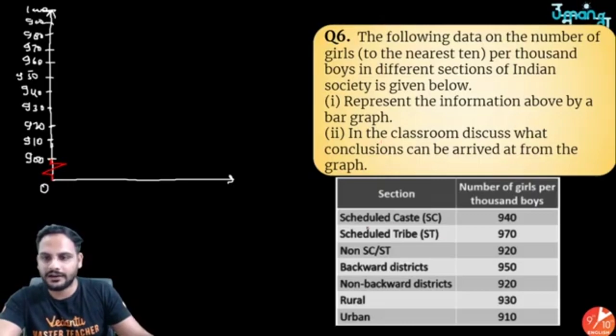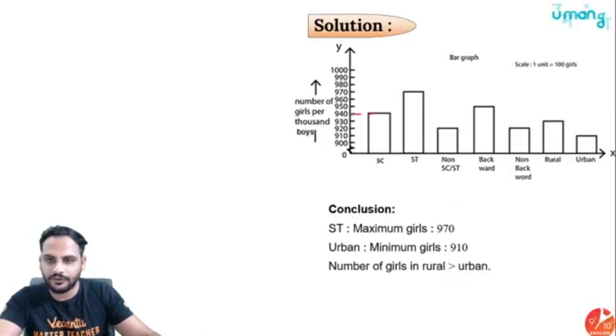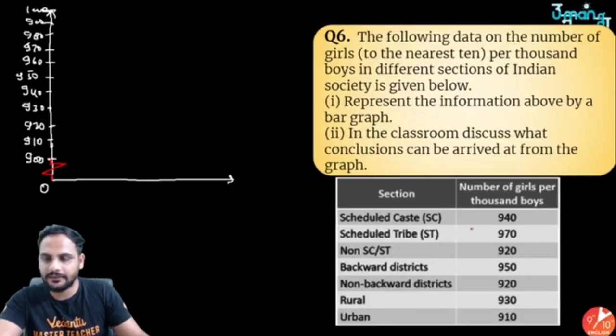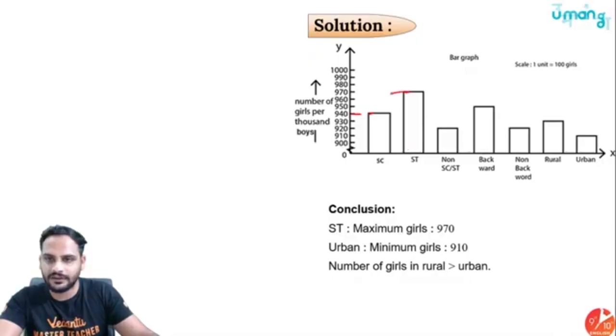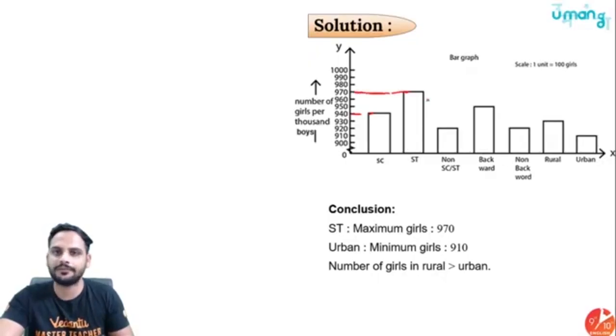You can say scheduled caste 940, 940 is over here. Okay, scheduled tribe 970, so 970 you can represent here, matching with 970, and so on. Got it? So this is how you can draw the bar graph.